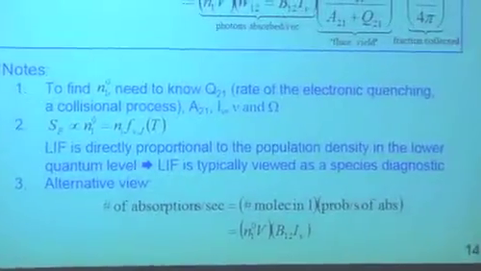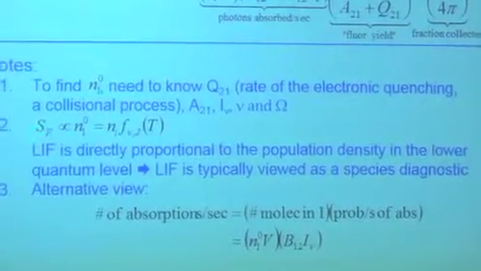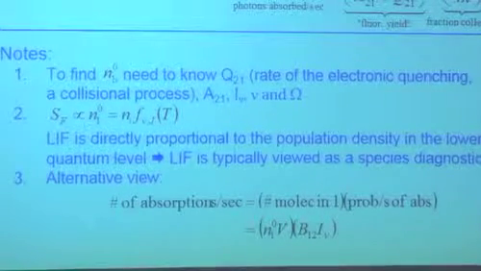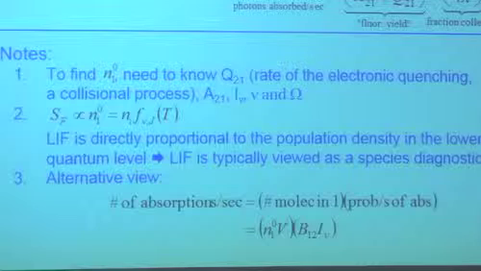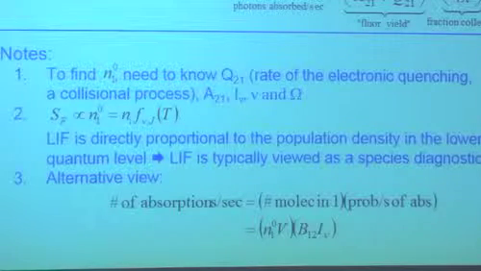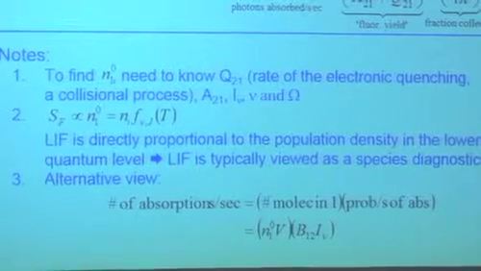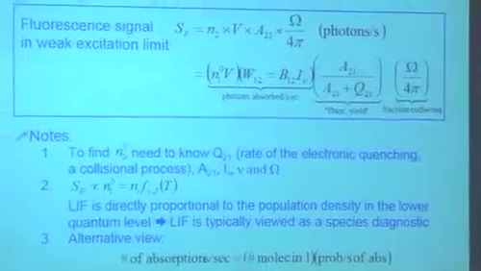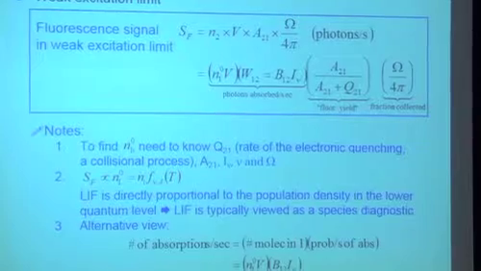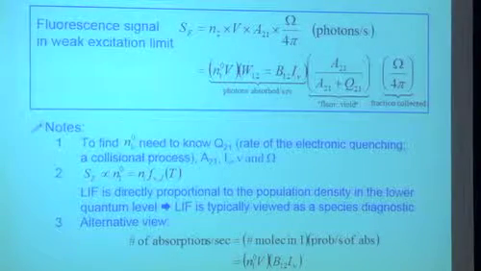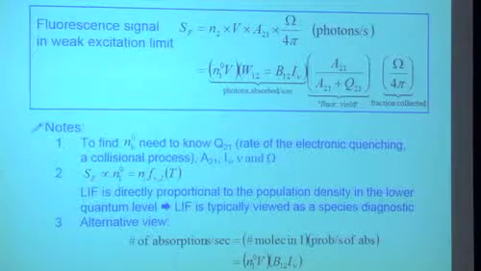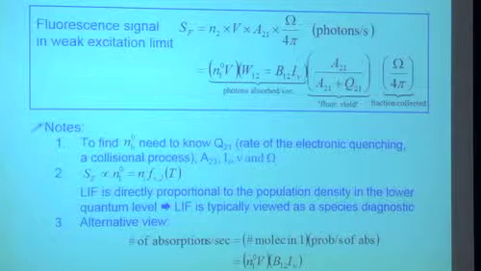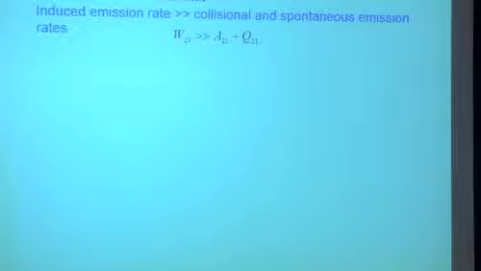But you can already see the signal is linearly proportional to the number of molecules in that state, the volume that you illuminate, the intensity of your laser, the fraction that you collect, and A over Q. So it's kind of simple. You can see the issue right in front of you. You can rearrange these terms and talk about this a different way. That's in the notes. You can puzzle through that if you want.